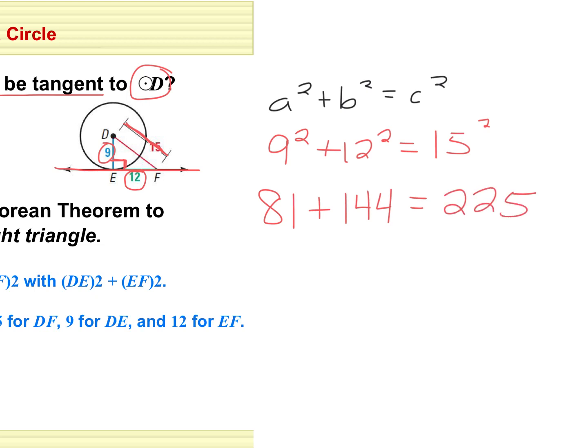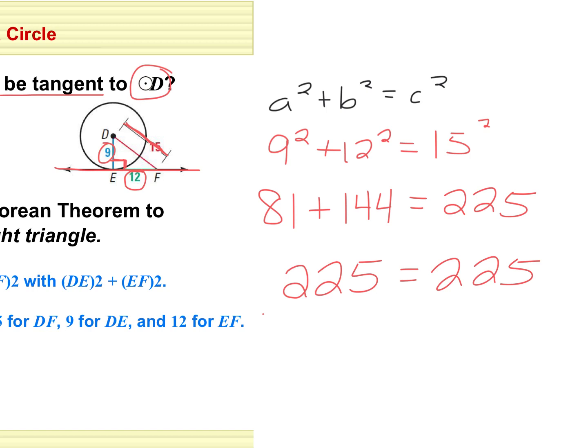There's one more thing I need to do. What is it? Add them together. Right, I need to simplify both sides. This side is already simplified, so I need to simplify this side. What's 81 plus 144? 225. It is 225. Equals 225.